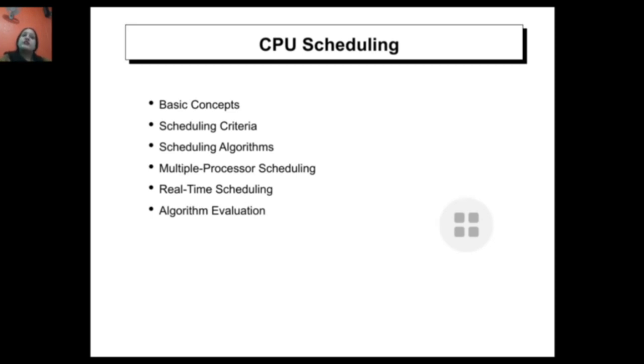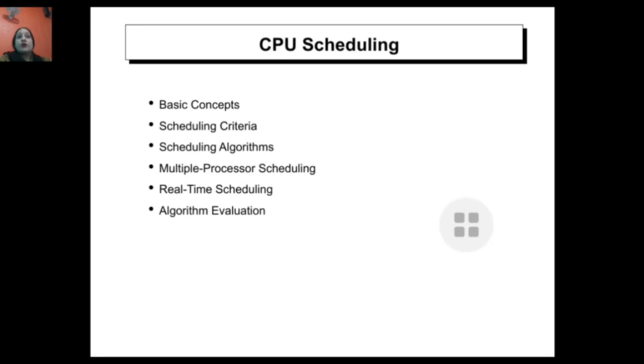Now the next CPU scheduling criterion is waiting time. It is the amount of time that a process spends in the ready queue. And the last one is response time. It is the time from the submission of a request until the first response is produced.